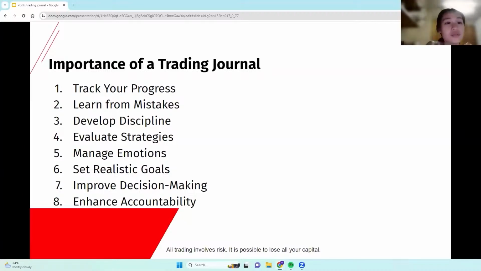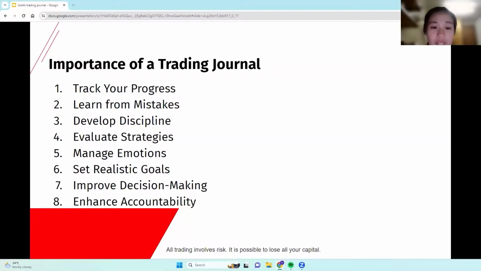Next is to develop discipline. So maintaining a trading journal instills discipline in your trading approach because it encourages you to stick to your trading plan and avoid impulsive decisions by holding yourself accountable for your actions.